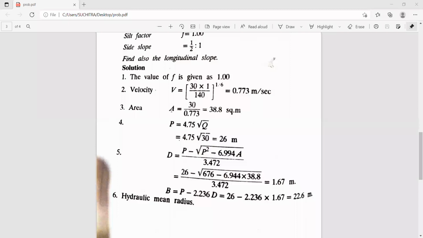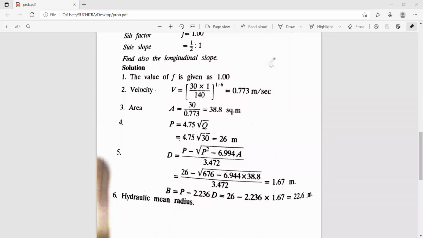So we know the value of A, we know the value of P, we know the value of D. And the bed width of the channel is given by the equation B is equal to P minus 2.236 times D. So you know the value of P and D. Thereby you will get the value of B as 22.6 meter.